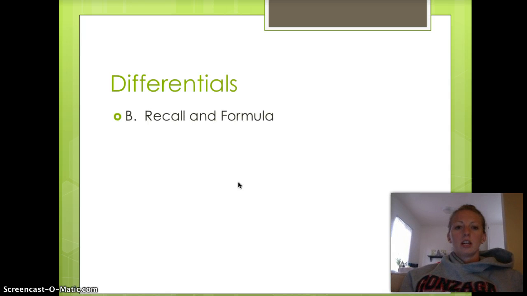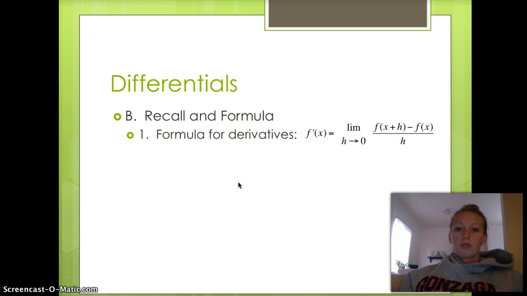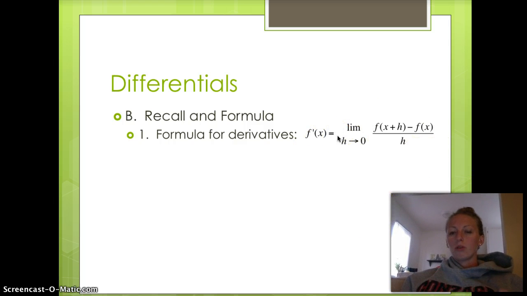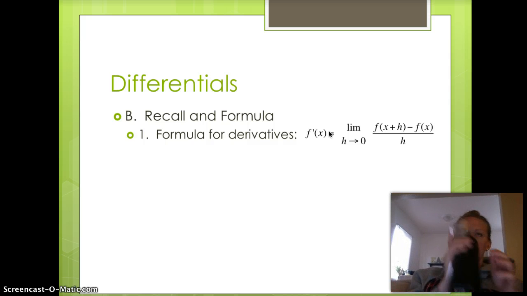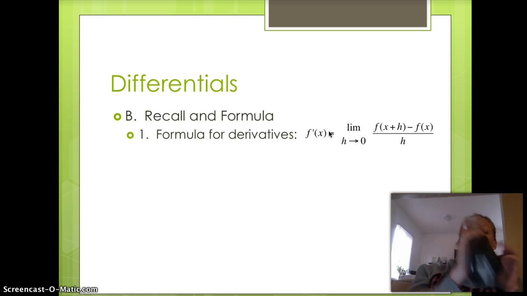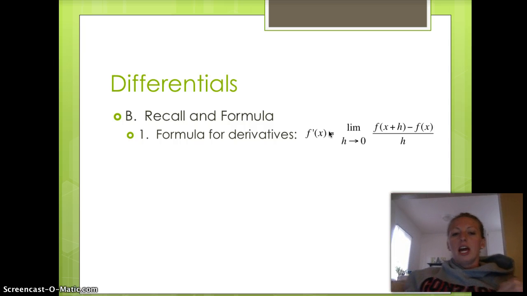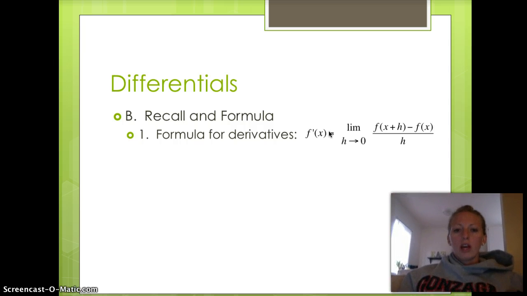Okay. Recall and formula. So the formula for derivatives. This goes way back to September. Our general formula is the limit as h approaches 0 of f of x plus h minus f of x over h. So remember, before we even started all the shortcuts to finding derivatives, we used this formula and we would work all the way through it to find our derivatives. And so it comes from that.